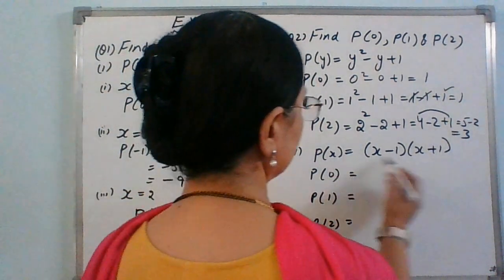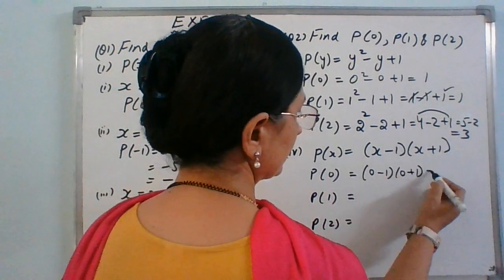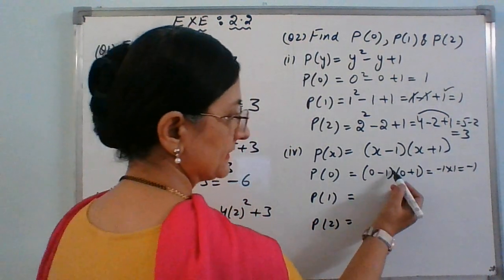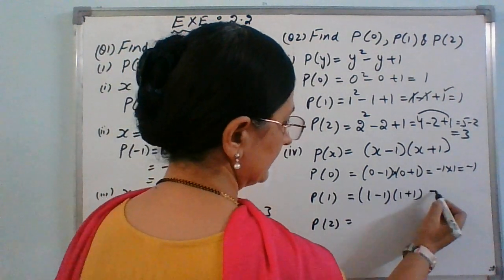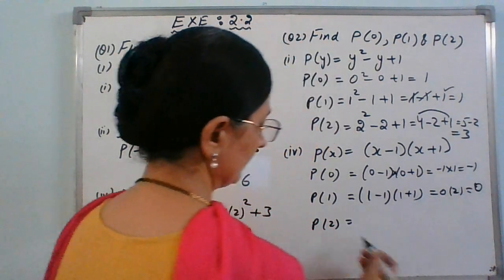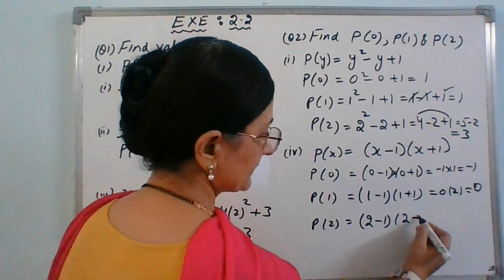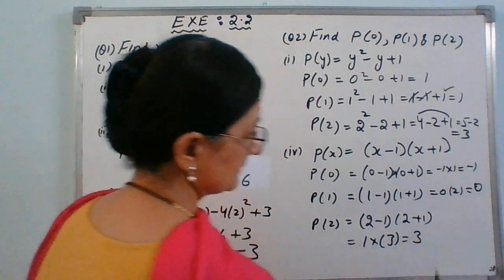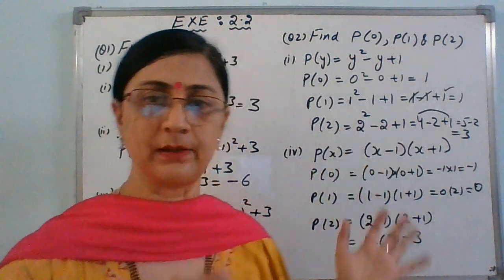Right? Simple. Here the next one, we have to substitute 0. 0 minus 1, 0 plus 1. So it becomes 0 minus 1 is minus 1, multiplied by plus 1, that is minus 1 finally. This is a multiplication. If you substitute 1: 1 minus 1, 1 plus 1, this becomes 1 minus 1 is 0, and 2. 0 multiplied by 2 is 0. Now substituting 2 where there is x: 2 minus 1, 2 plus 1. 2 minus 1 is 1, multiplied by 2 plus 1 which is 3, 3 ones is 3. Simple, right? Just substitute the value where x is written and find out the answers.